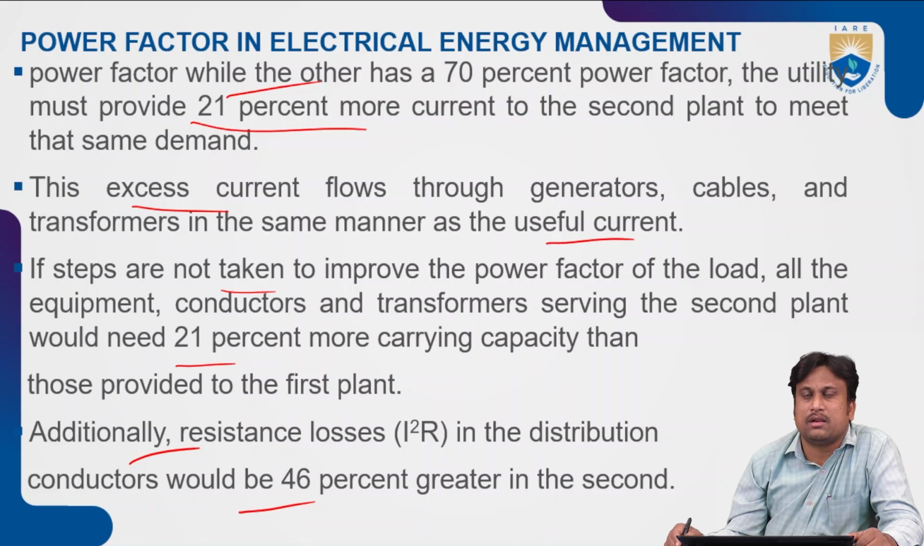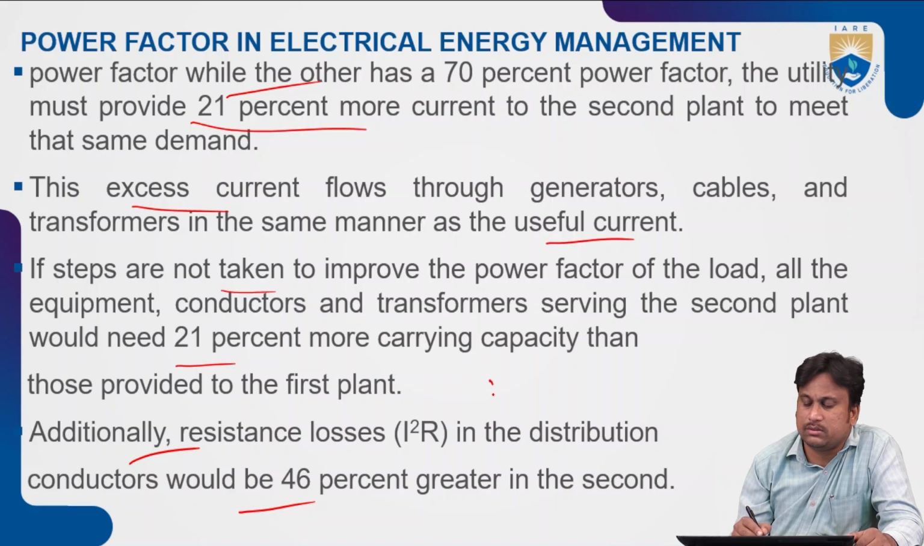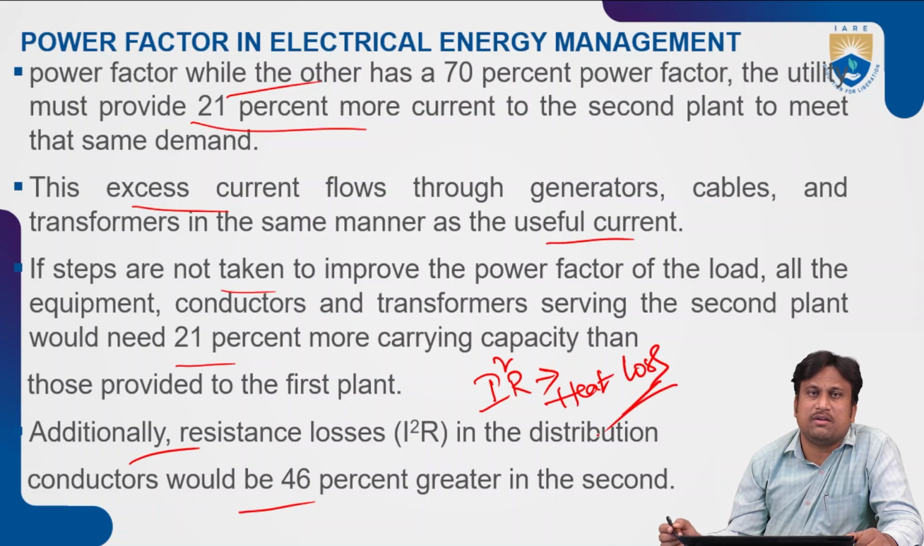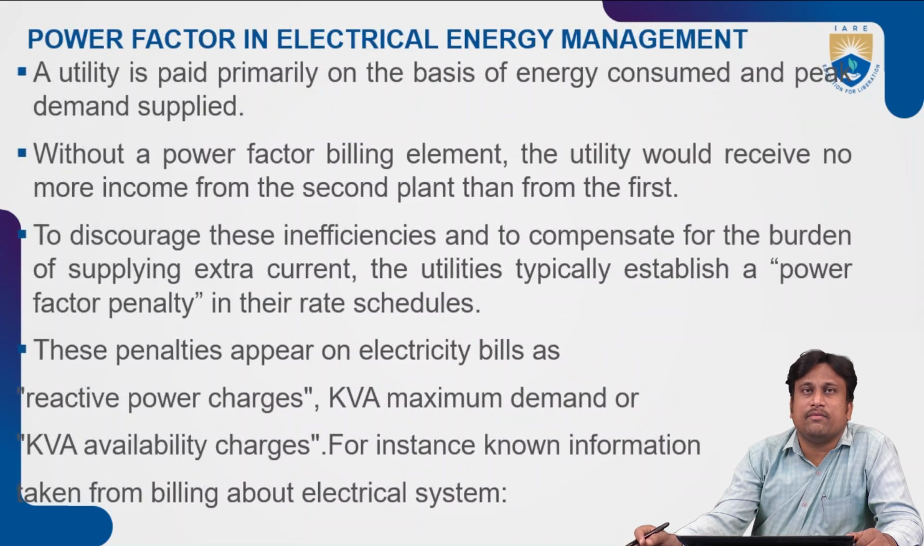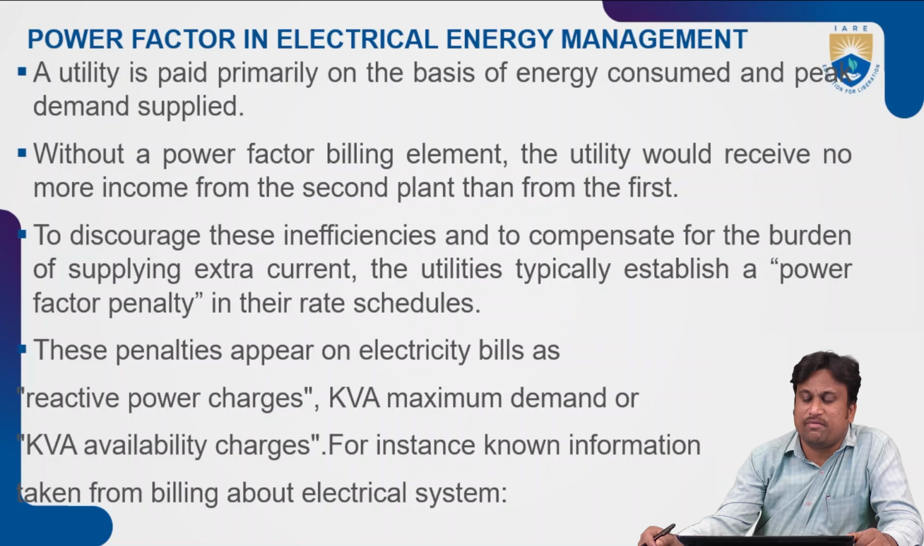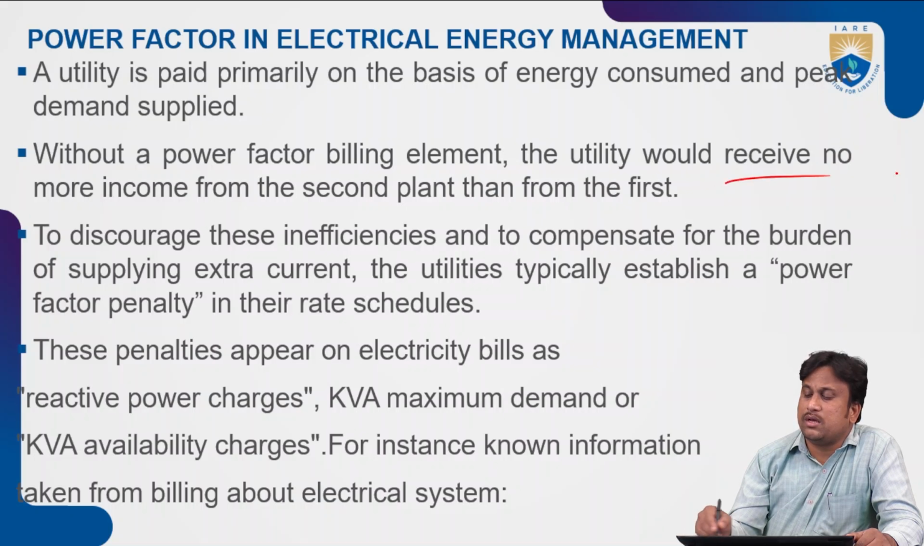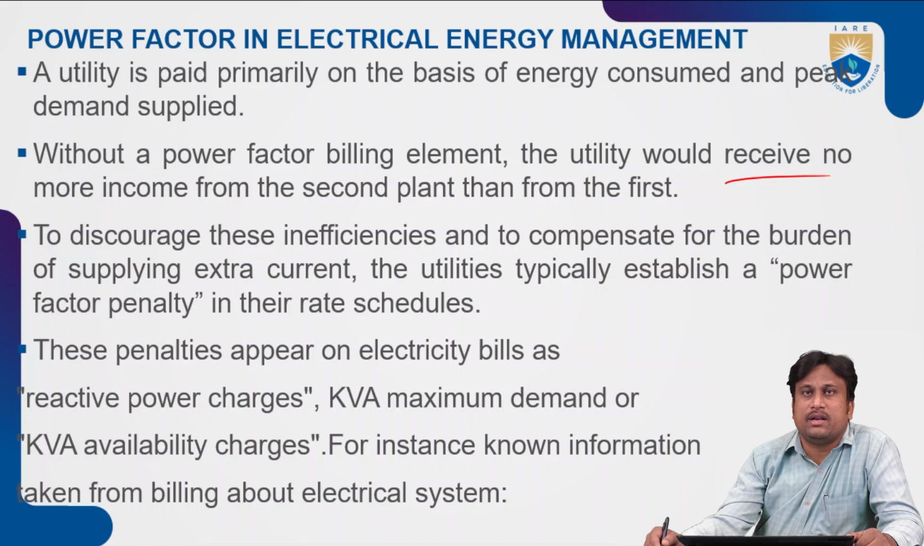This greater amount will be treated additionally as heat loss. I squared R means one of the heat loss considerations. So this should be more in the distribution network, as the conductor loss should be 46% greater than in the secondary case. So here, when the utility is paid primarily based on energy consumption and peak demand is supplied, then without a power factor billing element, the utility would receive no more income from the secondary plant than from the first case.